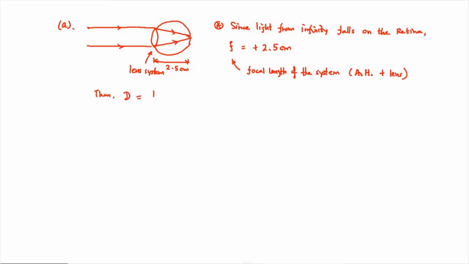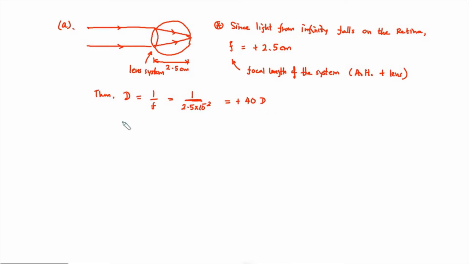D is given by 1 over the focal length of the system, and this would be 1 over 2.5 times 10 to the power negative 2, because 2.5 is in centimeters. In order to get a diopter value, I have to convert that into meters. So 1 over 2.5 times 10 to the power negative 2. And if you solve this, you are going to get plus 40 diopters.